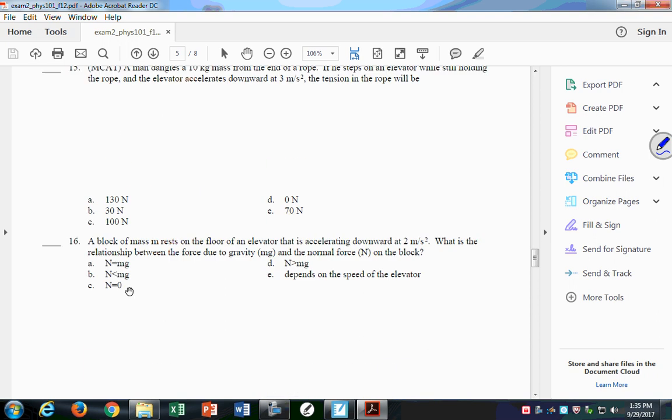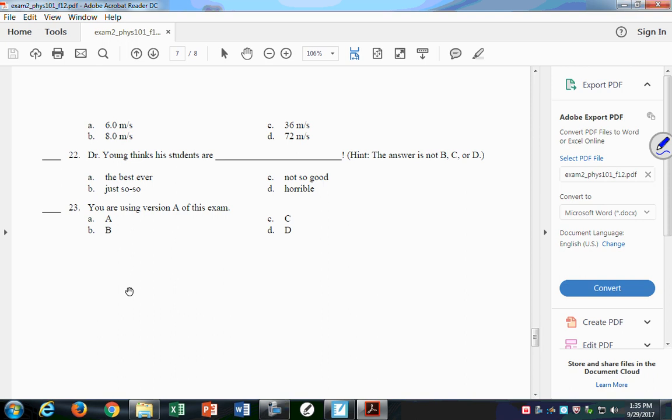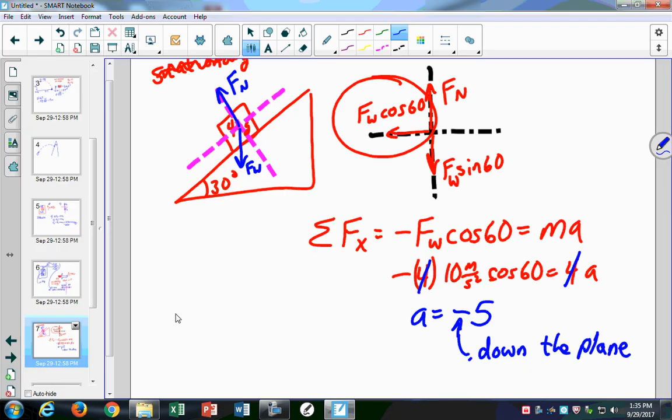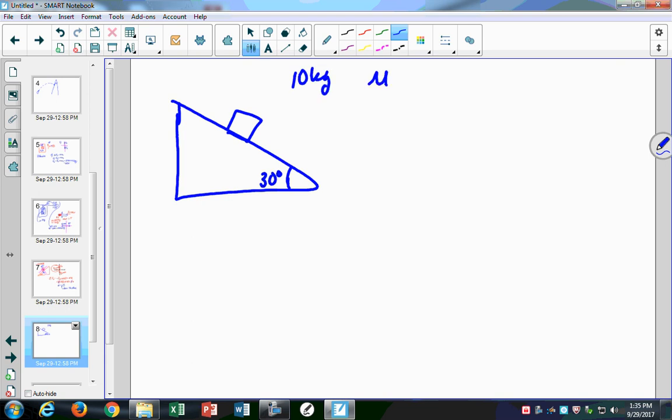Let me just make up one, okay? Let's say that I have an inclined plane. Say it is 30 degrees. I have a block that is 10 kilograms. I have a coefficient of kinetic friction that is 0.1, and I want to know how fast this block slides down the inclined plane. So the first thing I'll do, I'm going to draw my forces.